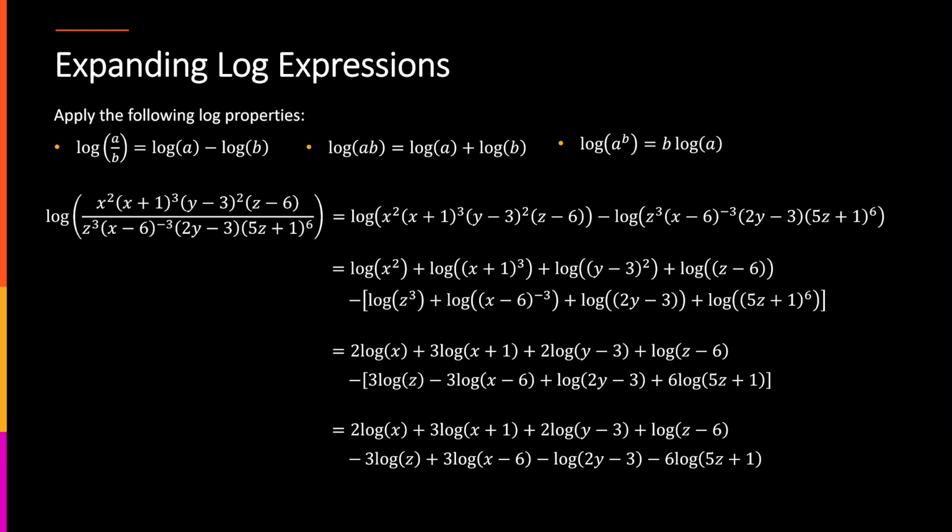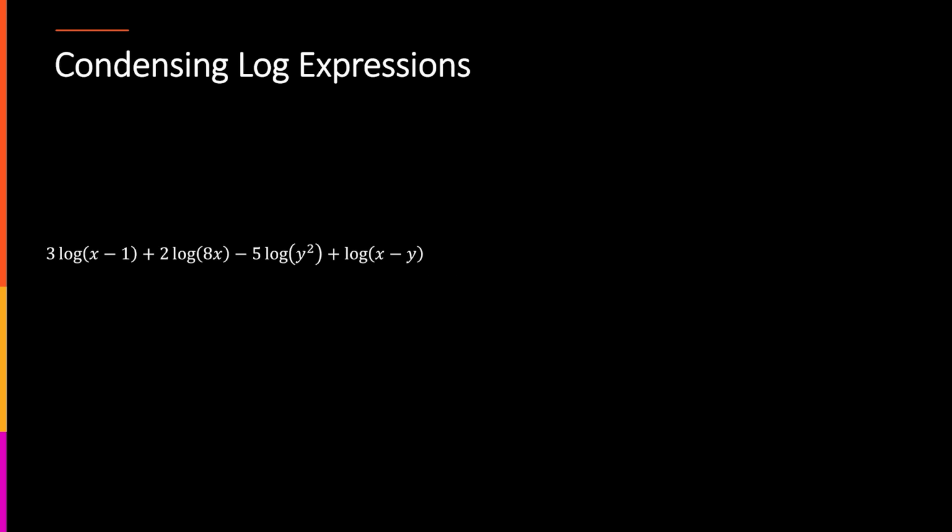So with that in mind, we can also go backwards. If I want to condense a log expression, meaning that I have a bunch of smaller terms here and I want to put them all together, it's going to be the same process, but in reverse. And to that end, I'm going to use the same properties. So I have this: log of a product is the sum.